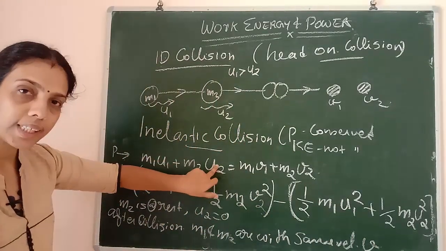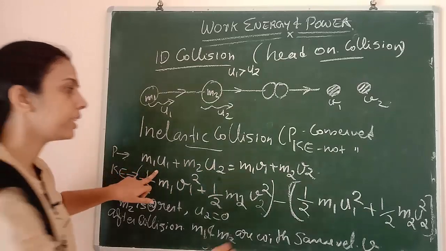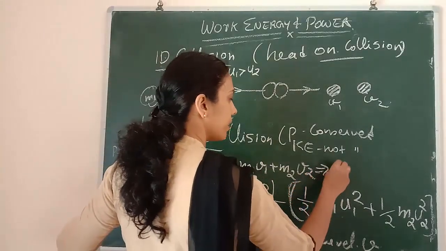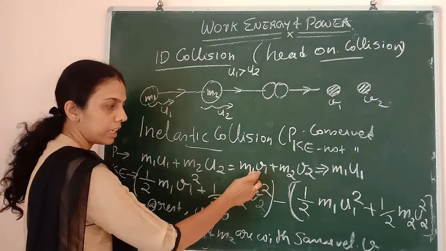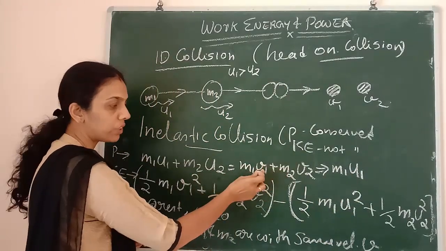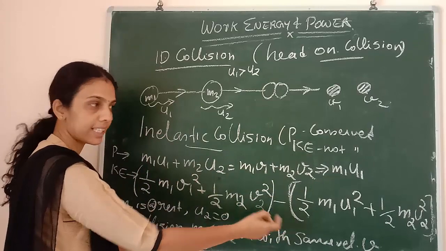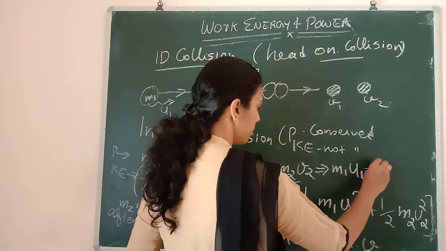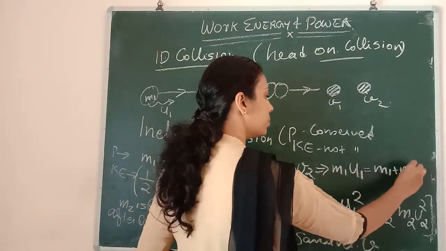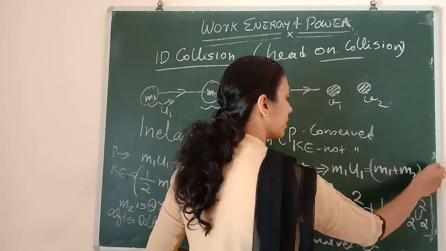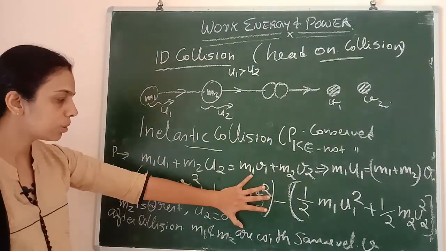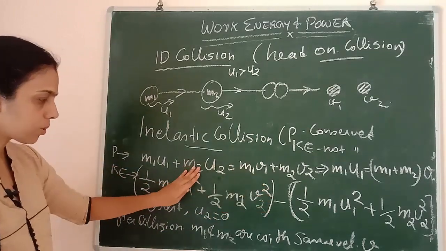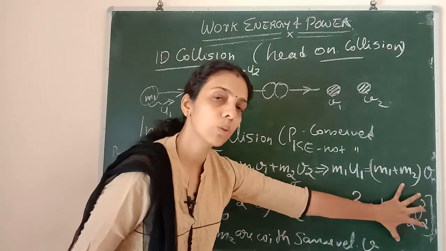m2's initial velocity u2 is at rest, isn't it? So m1 u1 is equal to (m1 plus m2) into v, because both are moving with the same velocity. That is equal to (m1 plus m2) into v. So this equation we can also change: this is equal to v and this also equal to v, and this is equal to 0.